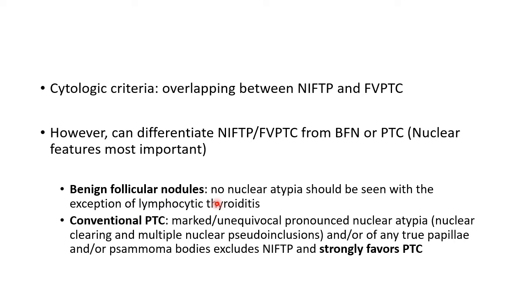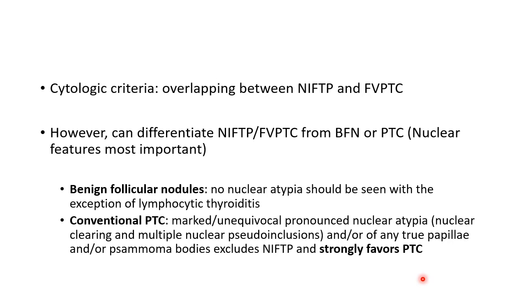So in benign follicular nodules, no nuclear atypia should be seen with the exception of lymphocytic thyroiditis, whereas in NIFTP or FVPTC, nuclear atypia is seen. And in conventional PTC, marked nuclear atypia is usually seen in the form of nuclear clearing and multiple nuclear pseudo-inclusions. And true papillae can be seen, psammoma bodies can be seen, which excludes NIFTP and strongly favors PTC.